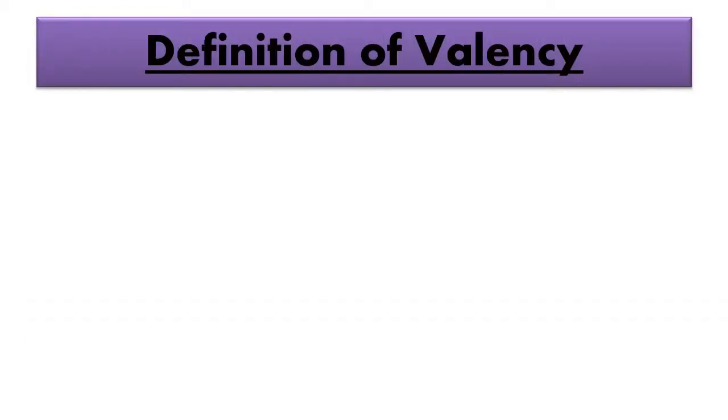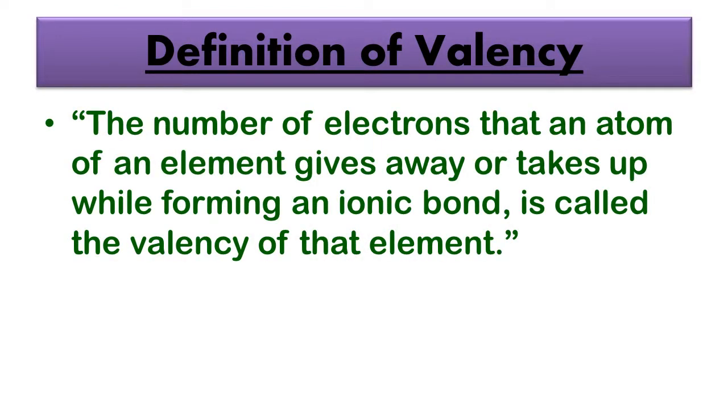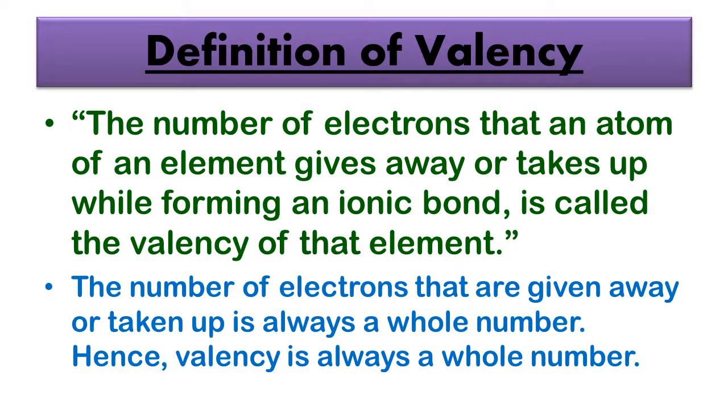Okay, now let's see the electronic definition of valency. What is it? The number of electrons that an atom of an element gives away or takes up while forming an ionic bond is called the valency of that element. Here we can say that while losing or accepting electrons, the ionic bond is formed, and this is called the valency of that element. That means how many electrons it will lose or how many electrons it will accept, this is the valency of that element. All right. And the number of electrons that are given away or taken up is always a whole number, and hence the valency is always a whole number.